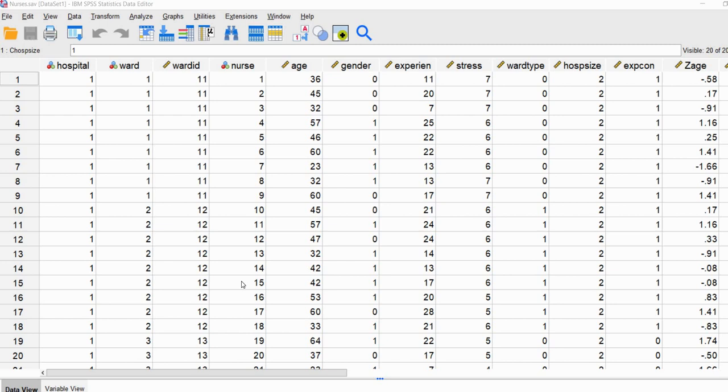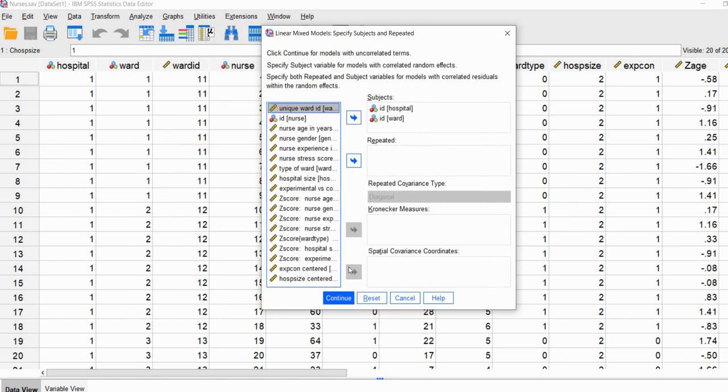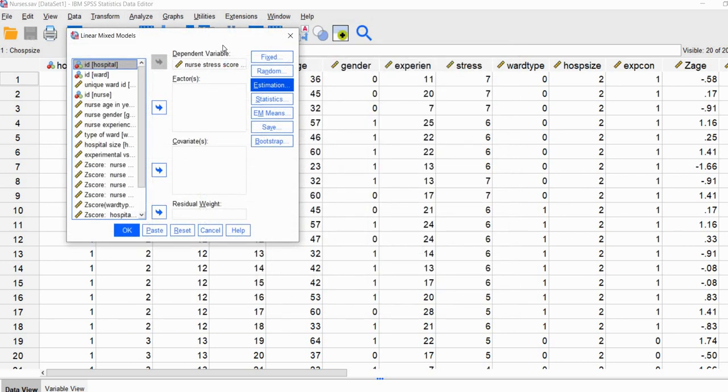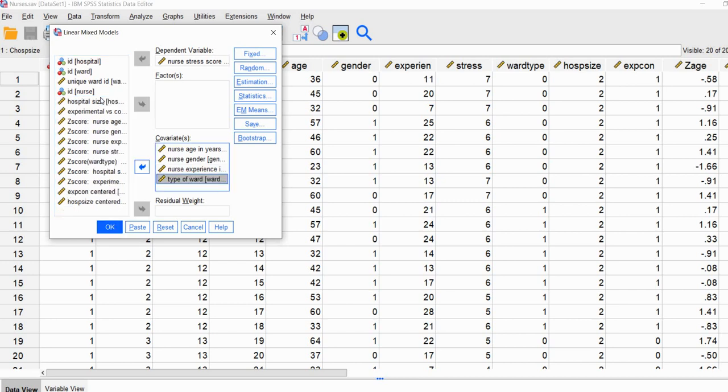Okay, so the next thing that we're going to do, or the next model that they tested in their chapter, was including all of the predictors from levels 1 through 3. So what we'll do at this point is go into Analyze, Mixed Models again, Linear, and we'll keep all the previous settings, but in this case now we're going to start moving our predictors over to the covariates box. So you'll see we have nurse age in years right here, there's gender, we have nurse experience right here, we also have type of ward, so I'll move that over right there.